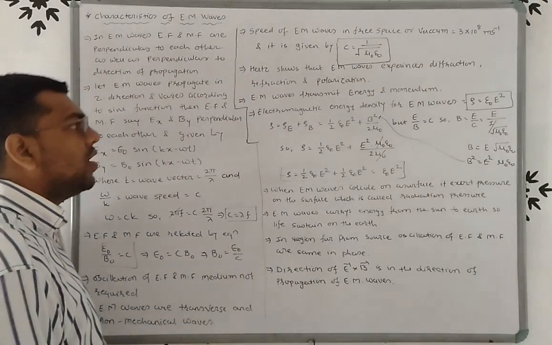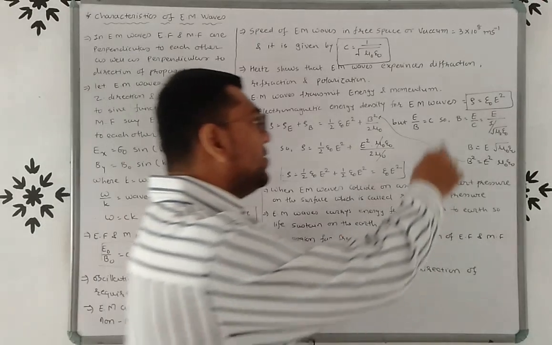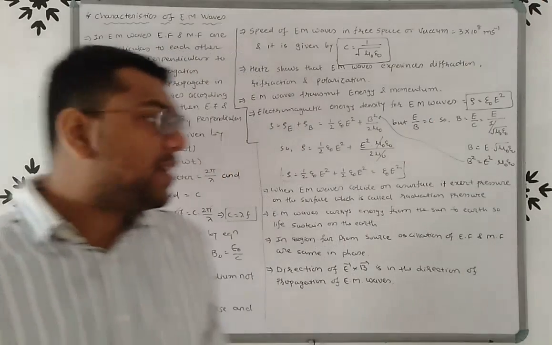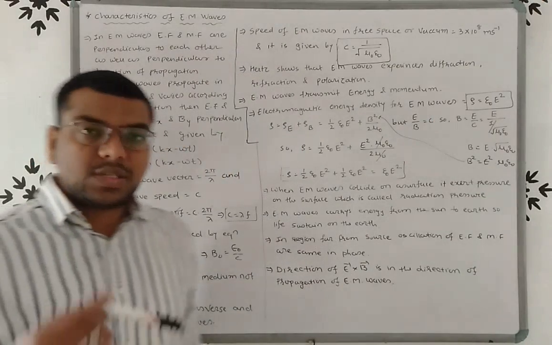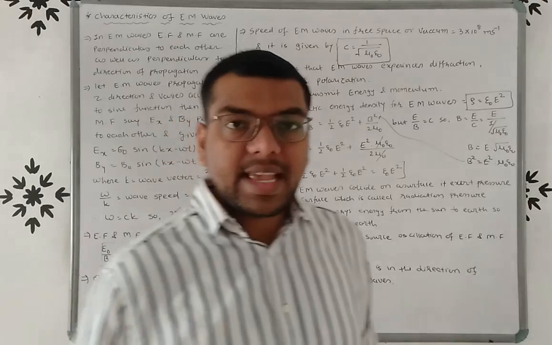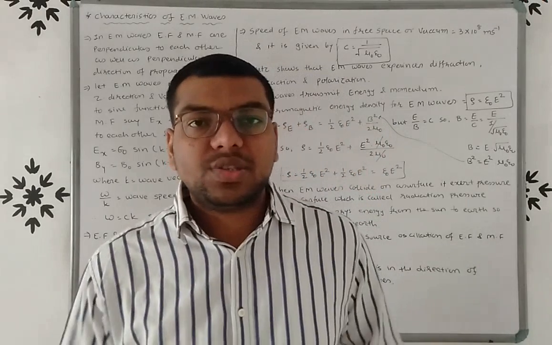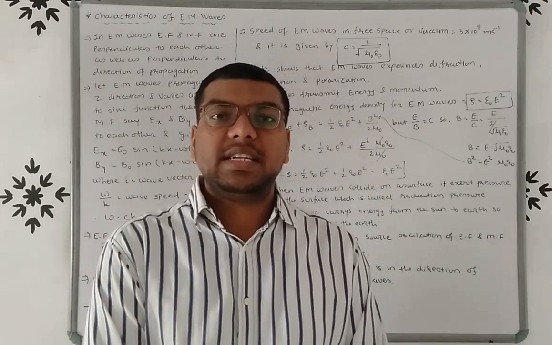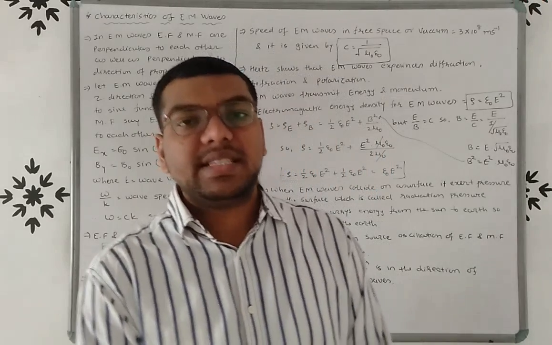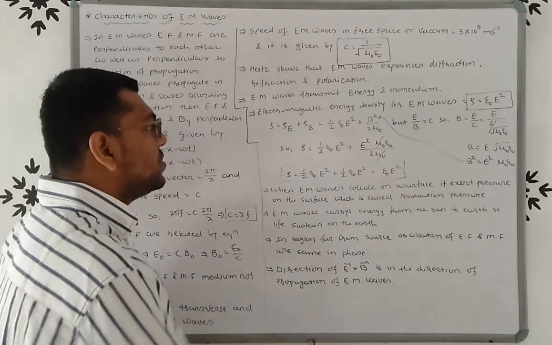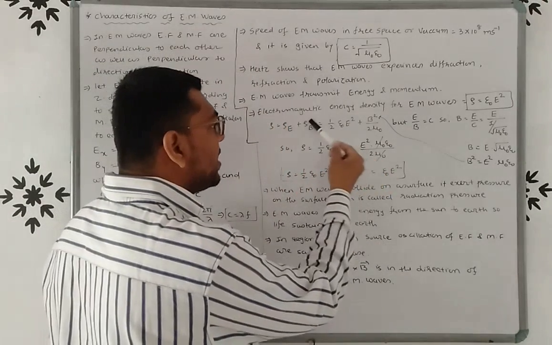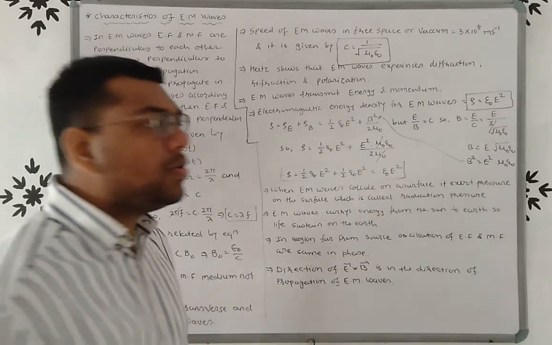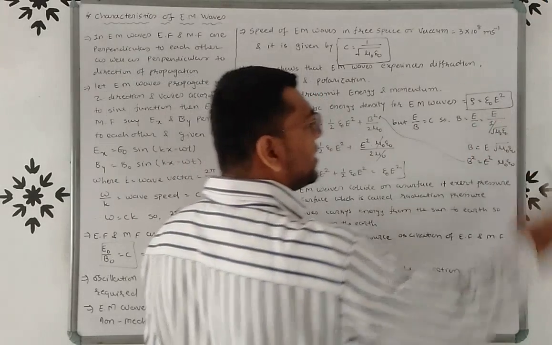So the formula of electromagnetic energy density for EM waves is equal to epsilon 0 E square, right? Why? Because we know that an EM wave consists of electric and magnetic fields. So the energy density of EM waves is equal to the energy density of the electric field plus the energy density of the magnetic field, right? So rho E is 1 by 2 epsilon 0 E square and rho B is B square upon 2 mu 0, right? But here we have to prove this equation in terms of the electric field.